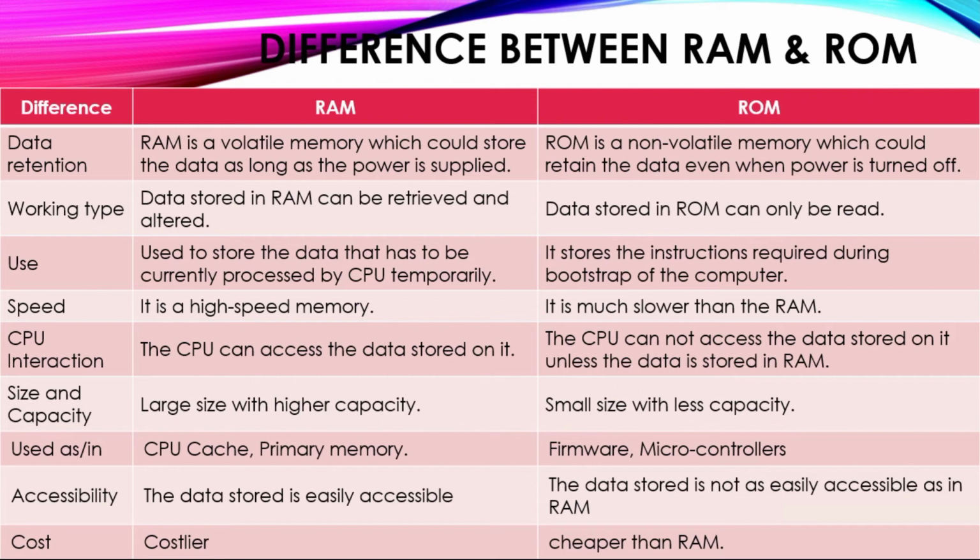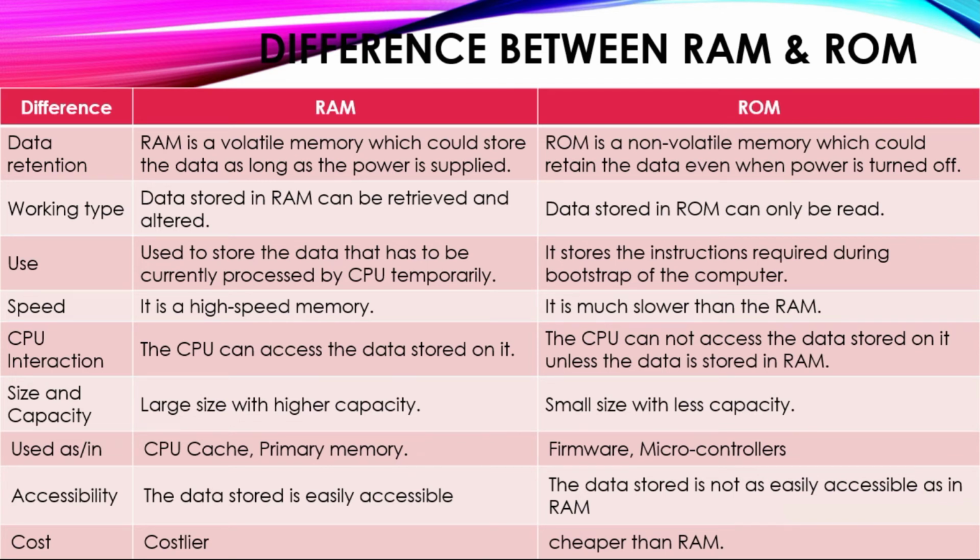Next is, the CPU can access the data stored on it. CPU can access the data of RAM. The CPU cannot access the data stored in ROM unless the data is stored in RAM. रोम का डेटा जब तक रैम में नहीं स्टोर होता है तब तक CPU cannot access the data of ROM. Next point, RAM has large size with high capacity, while ROM has small size with less capacity. RAM is used in CPU cache or primary memory. ROM is used in firmware and microcontrollers. The data stored is easily accessible.